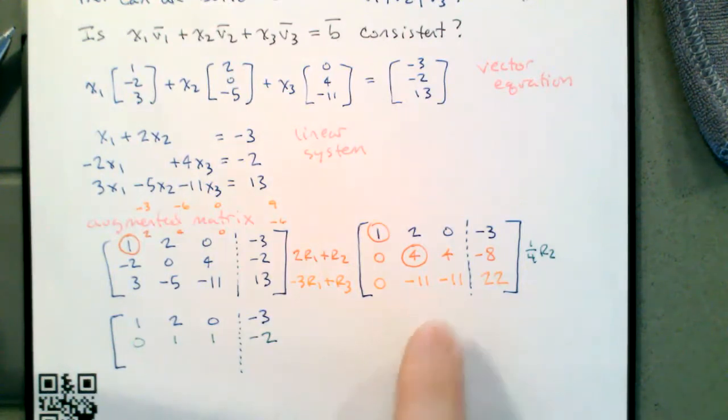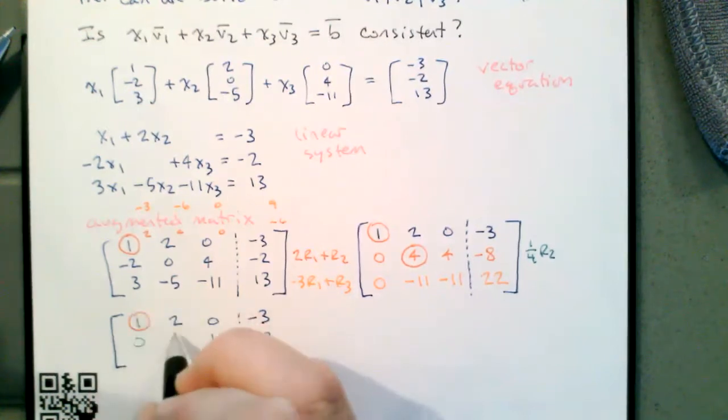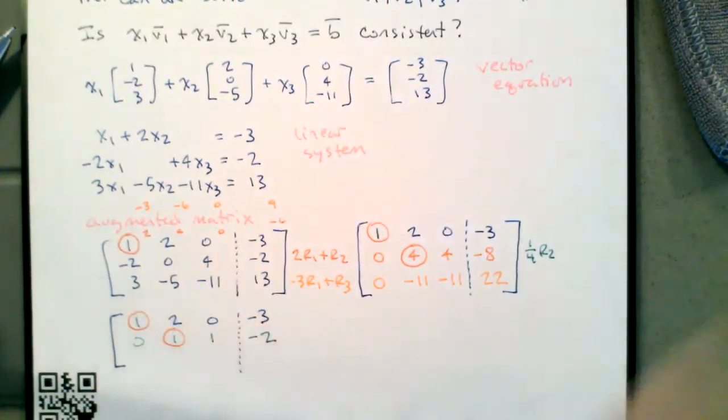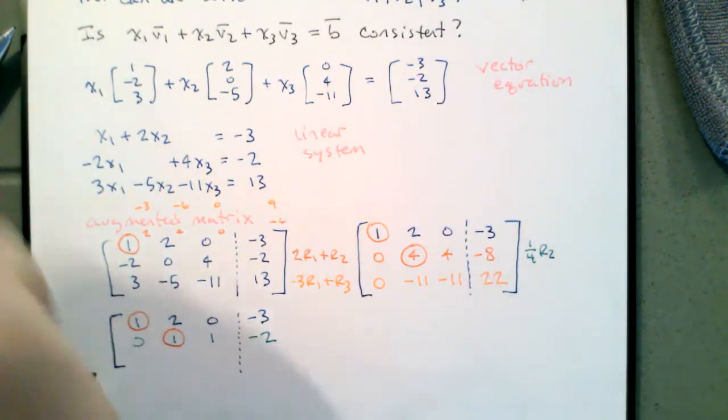Now I'm going to use row 2. I've got a pivot in the second row, second column. Remember, the pivots don't belong to the values. The pivots belong to positions in the matrix.